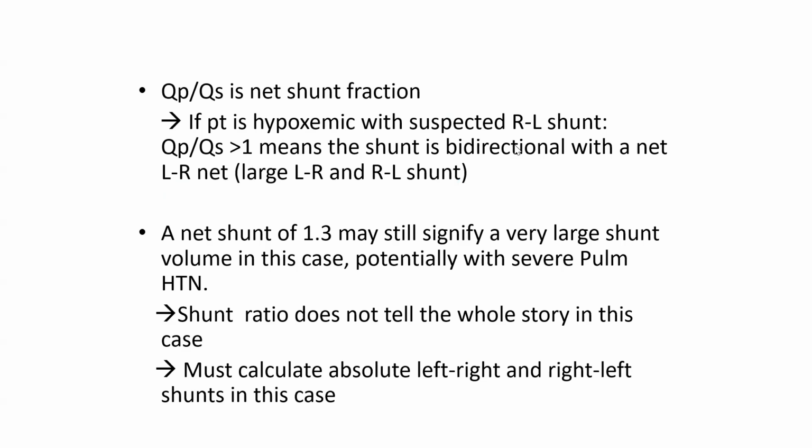QP/QS more than 1 means the shunt is bidirectional with a net left to right shunt. So it's measuring the net shunt. You may have a huge left to right shunt and a huge right to left shunt, but the net is not much different. Okay? So shunt ratio does not tell you the whole story in this case. How do you calculate the severity of the shunt in each side? You need to measure absolute left to right and right to left shunt in those cases.